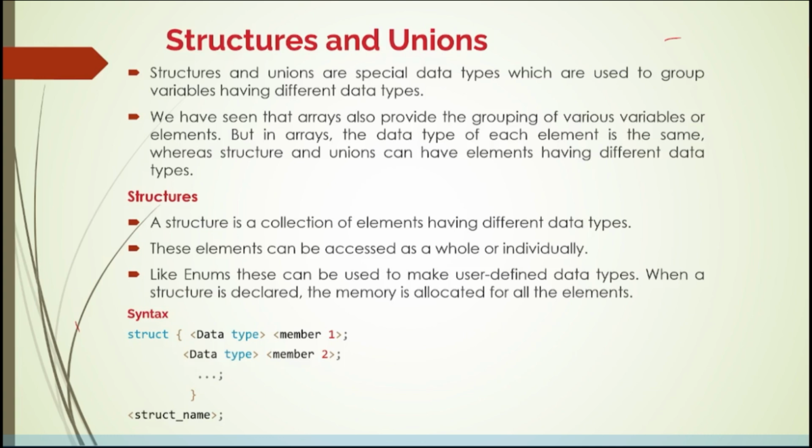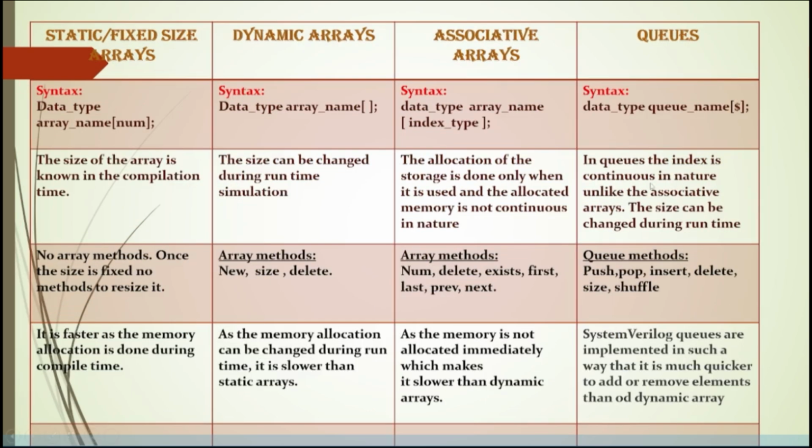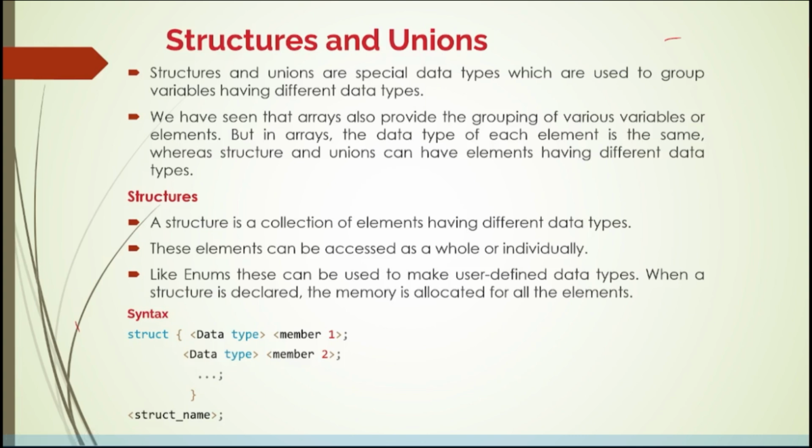Coming to what structures and unions are, we have talked about arrays. What is an array? If you want to assign a group of elements with the same data type to a single variable, you use arrays. Similarly, when you want to group different data types under one name, you go for structures and unions.